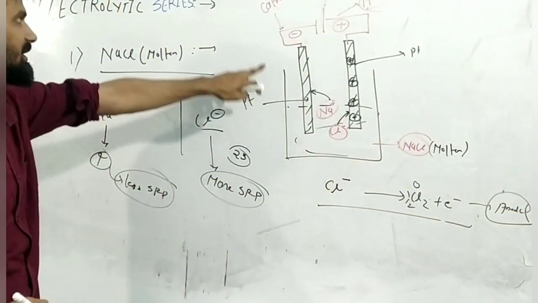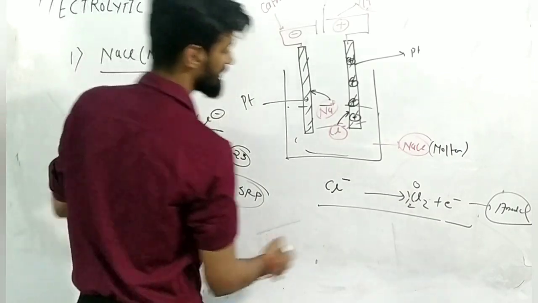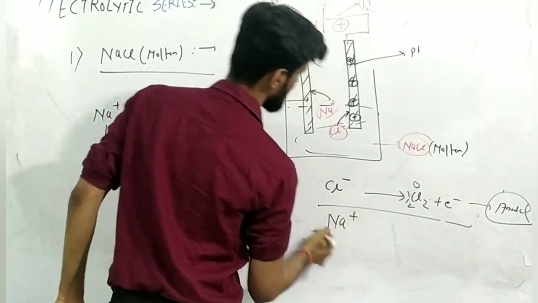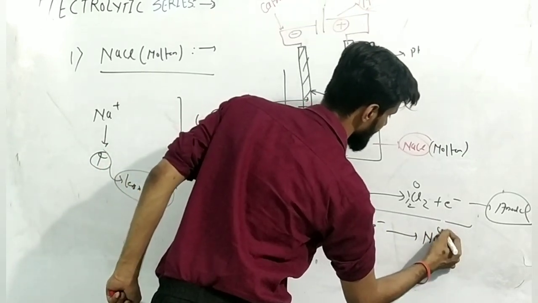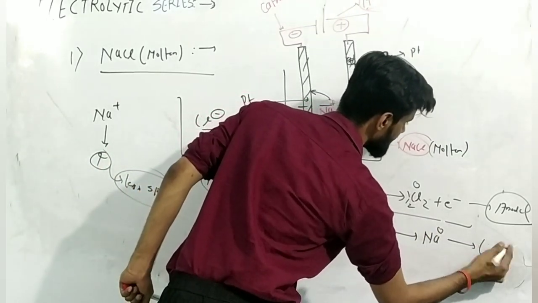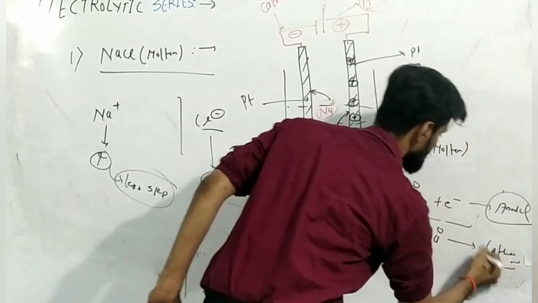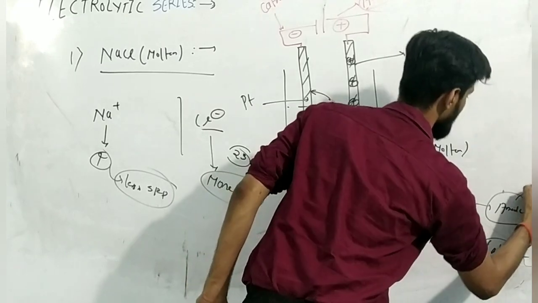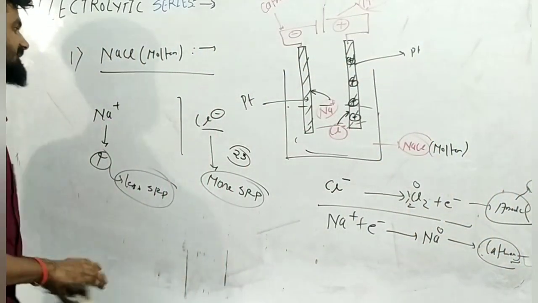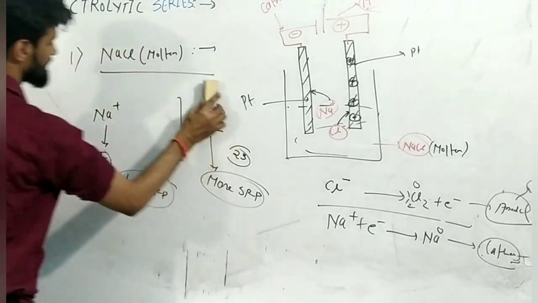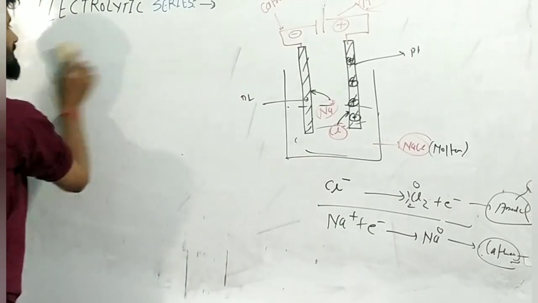Now when it comes to the cathode, what I have told you is that there will be a reduction reaction. So Na+ will go towards the cathode, accept one electron and get converted into Na0. So these types of reactions will happen at the cathode. So our cathode product will be sodium and anode product will be chlorine gas. These two things you will see when these types of reactions happen in the molten state, if you select NaCl as electrolyte in the molten condition.